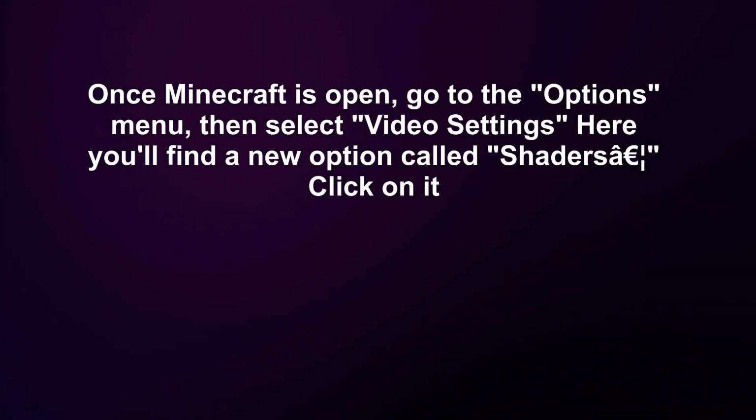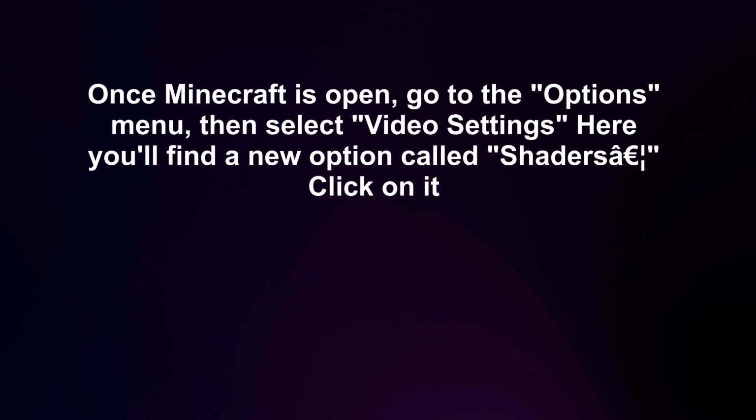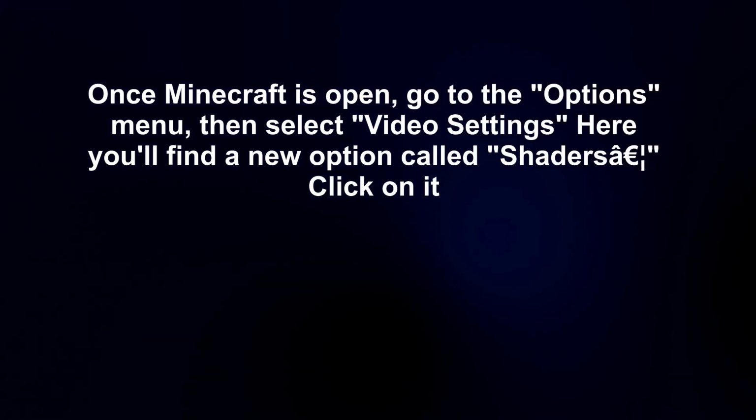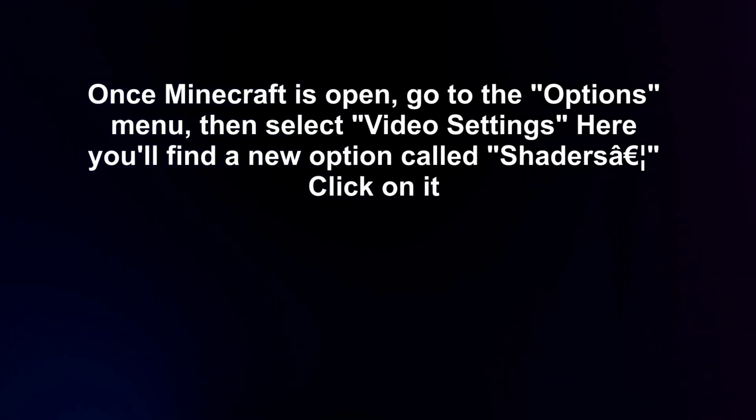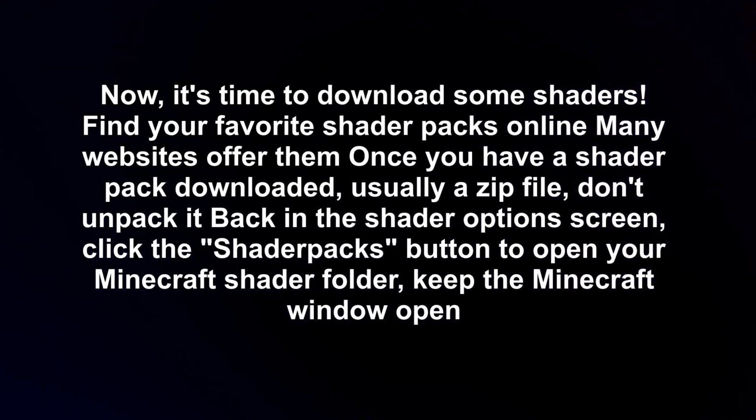Once Minecraft is open, go to the Options menu, then select Video Settings. Here you'll find a new option called Shaders. Click on it. Now, it's time to download some shaders.